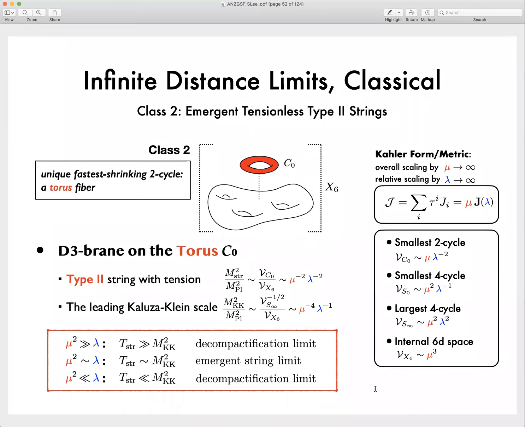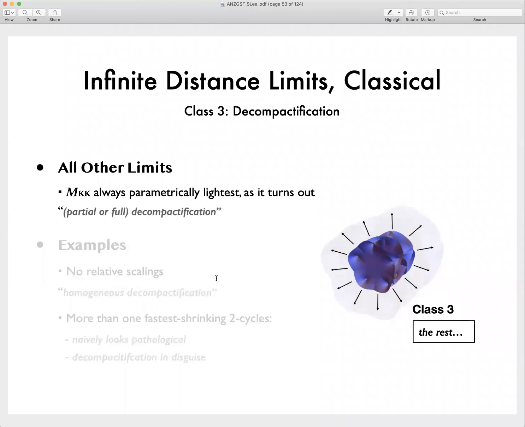In the same vein, we can also characterize class 2 limits. Now, the shrinking 2 torus fiber leads to an emergent type 2 string rather than emergent heterotic. But the analysis goes really the same way. I won't discuss this class further. And finally, class 3 collects all other limits. The geometric analysis is actually most involved for this class, but the end results lead to the following simple physics.